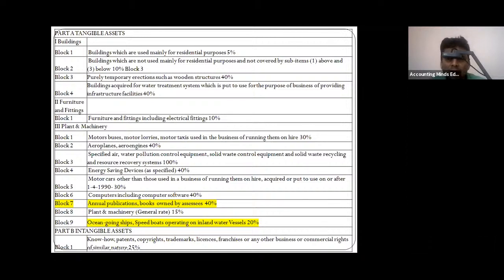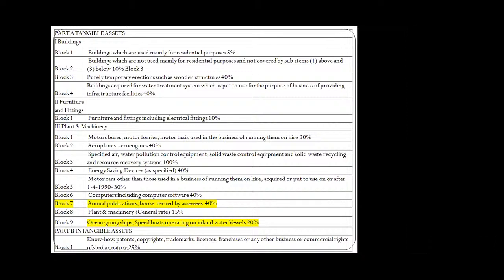Furniture only 1 block, all furniture and electrical fittings 10%. Now machinery, motor cars and all 30%. If they are used for hire purpose, that means taxi and commercial purposes, then it is 30%. If they are for employees, generally for other business purposes, then it is 15%. Aeroplanes, sir, my company is Air Asia, I have aircrafts. You can claim how much? 40% on your aircraft you can claim as depreciation. Guys, getting it? Yes, sir.